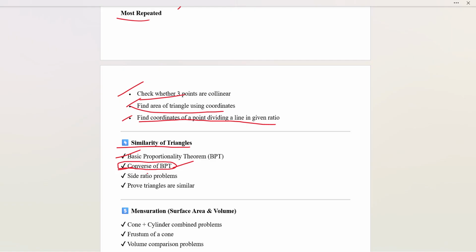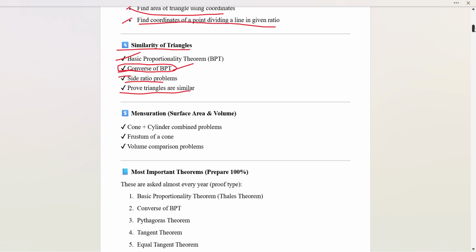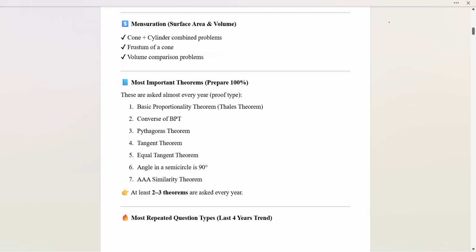Move to the next. It is side ratio problems. They give side ratios and ask you to find a side. You can use tests like AAA, ASA, SAS. Next is proving triangles are similar. They give you two triangles with measurements and ask you to prove whether the triangles are similar or not. So prepare that concept.